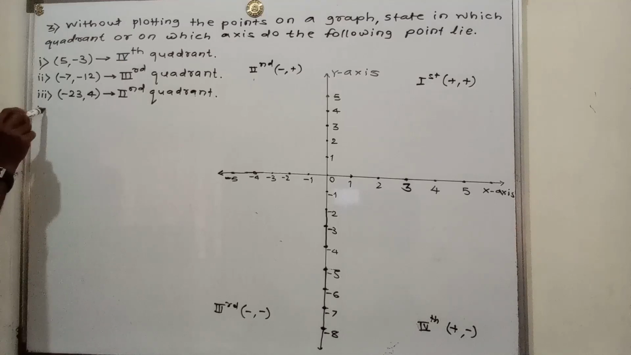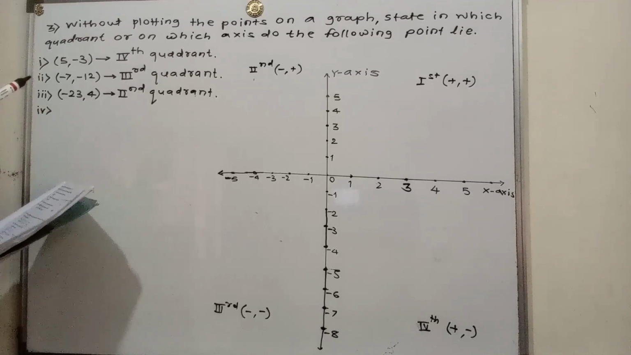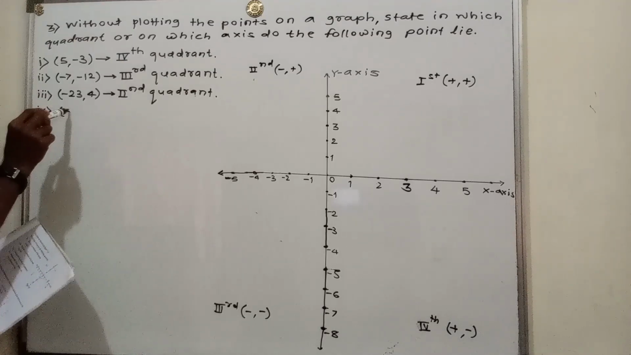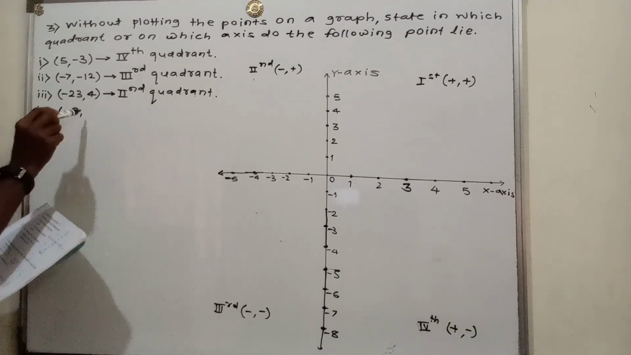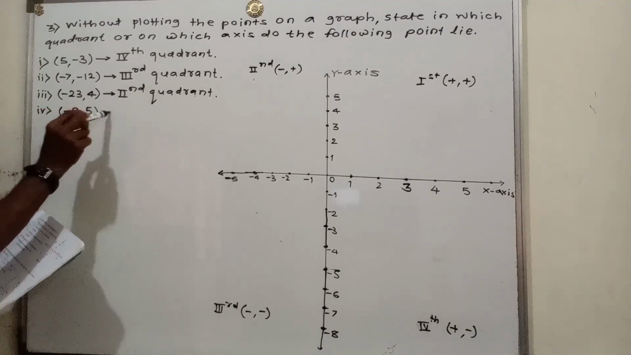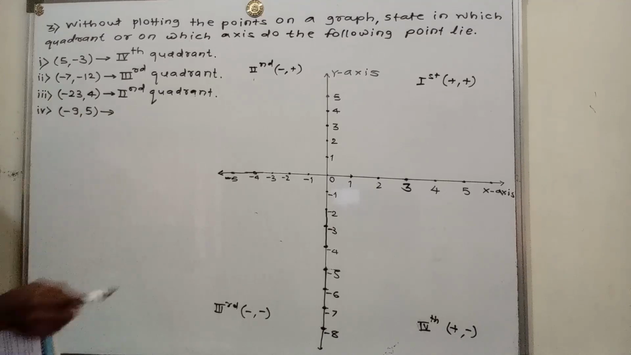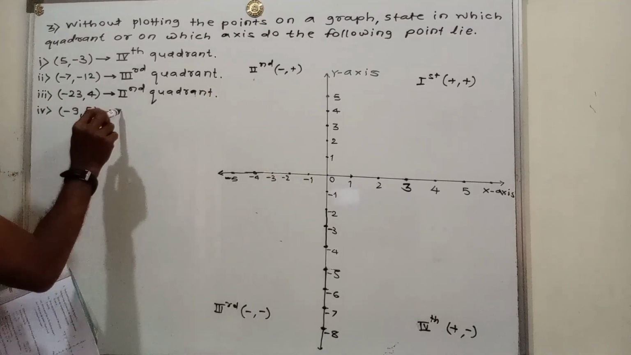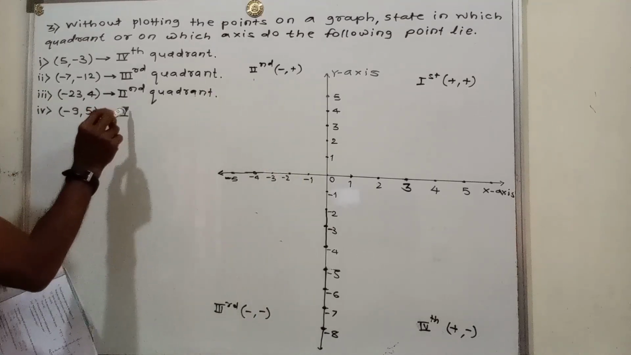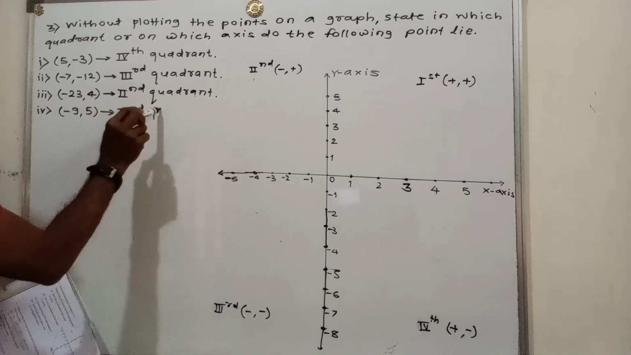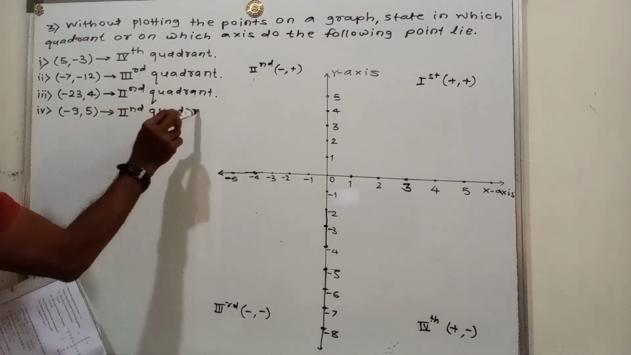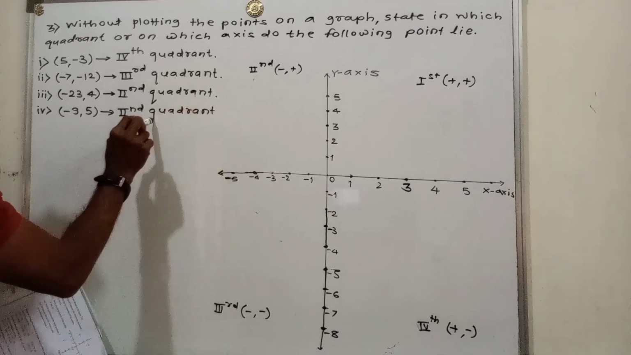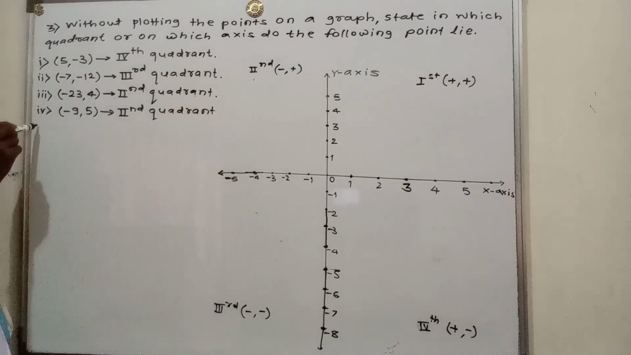Then fourth one. Fourth, minus 9, 5. Same, negative, positive. So second quadrant. Did you get it? Yes.